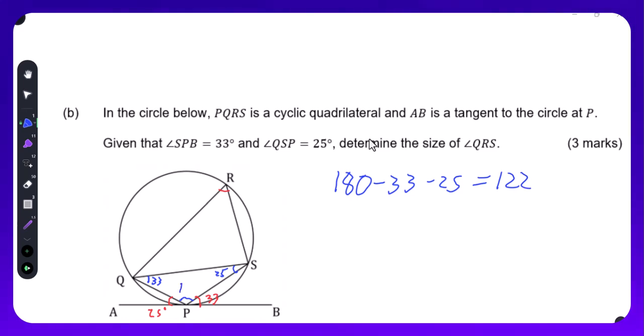And if that's 122, what kind of quadrilateral is RQSP? It's going to be a cyclic quadrilateral, which means that opposite angles have to be supplementary, which means it's going to be 180 minus 122 equals 58 degrees. And that's how we solve that one.